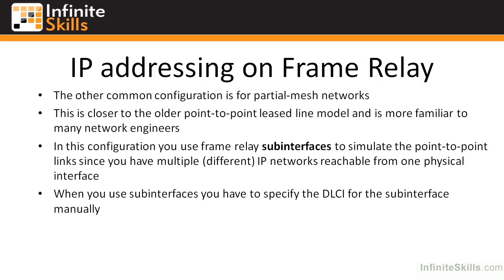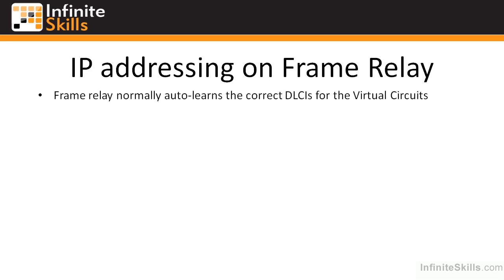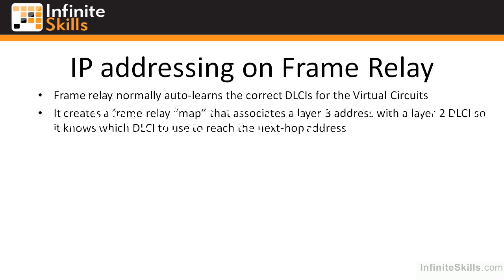So we're continuing on with our discussion of IP addressing on frame relay. We've just talked about manually specifying DLCIs for subinterfaces, and speaking of DLCIs, frame relay normally auto-learns the correct DLCIs for the correct virtual circuits. It does this so that it can create a map that associates a layer 3 address with a layer 2 DLCI so it knows what DLCI to use to reach the next hop address.